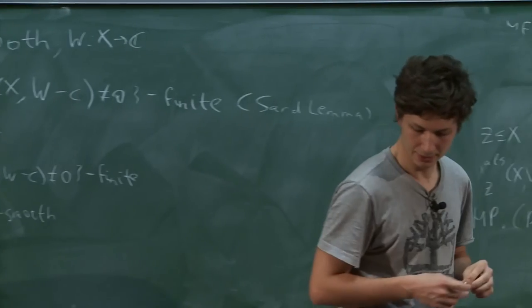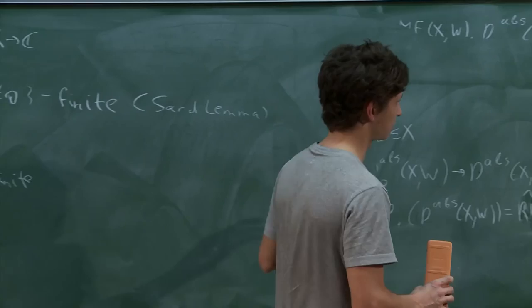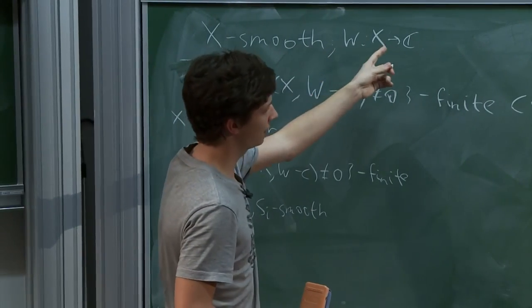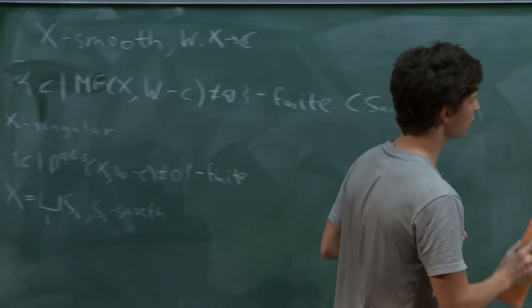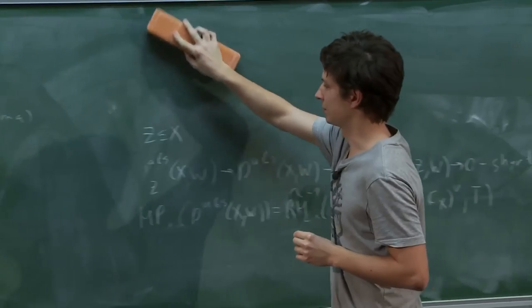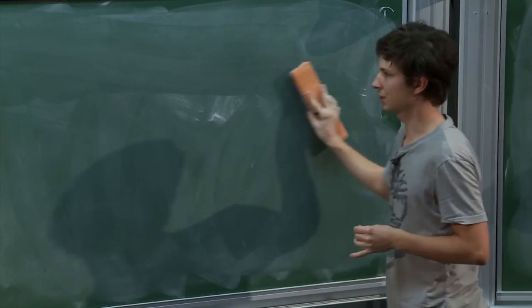And I'd like to, well, first we can generalize this to a general smooth base. So this is a map to an affine line, but let's consider a map to something smooth. And here again, I have some general conjecture. Well, again, we have an analog of Sard's lemma.